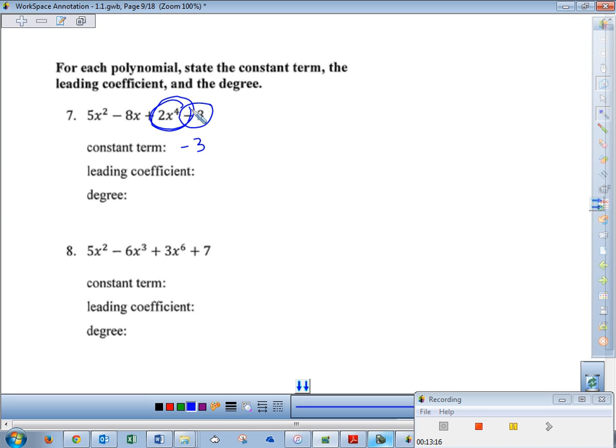That's the 4th degree. If you want to rewrite it, it would go 2x to the 4th plus 5x squared minus 8x minus 3. That's in standard form, from highest degree to lowest degree. The leading coefficient is a 2, and the degree of this polynomial is a 4. Cool? How about this guy? What's the constant term? You can help me. What's the constant term? 7. Leading coefficient? Well, I'm just going to circle the dude with the biggest degree. Isn't that guy right there? So what's our leading coefficient? 3. And the degree is 6.